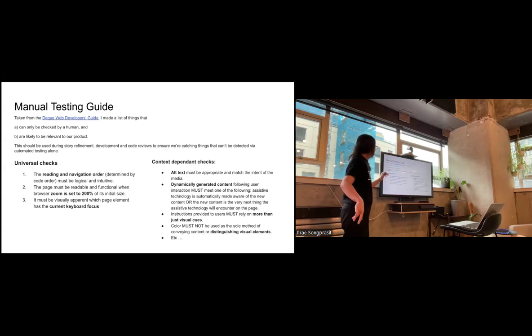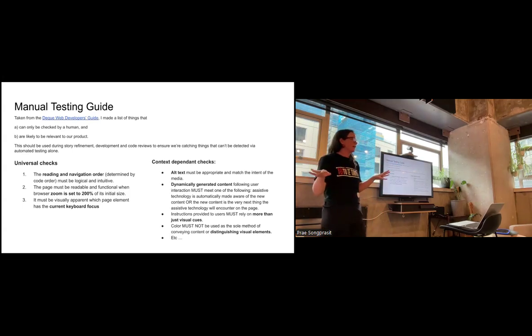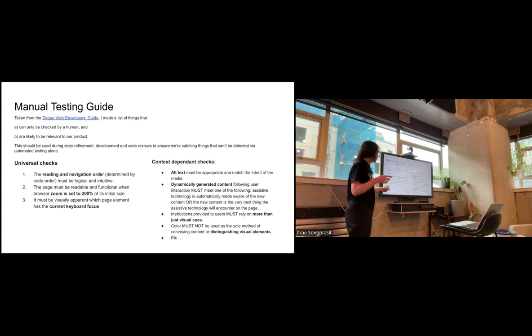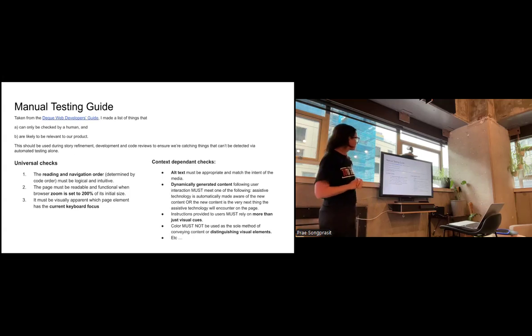And top 3 checks, 1, 2, 3: these universal checks are the ones that will always be relevant, no matter what the feature. So we knew that no matter what we were doing, 1, 2, 3 were important things for us to think about. And if we could at least just think of these 3 things, then we're doing quite a lot. So reading navigation order, zoom, current keyboard focus, always going to be important.